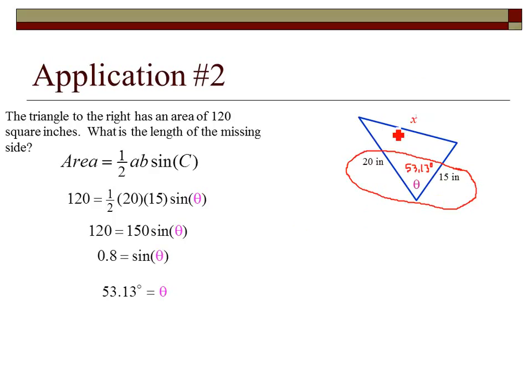Now to find the missing side, I can use the law of cosines. We have x squared equals 20 squared plus 15 squared minus 2 times 20 times 15 times cosine of 53.13. You can punch all that straight into your calculator. You get 265. Take the square root, and the missing side is 16.28 inches.